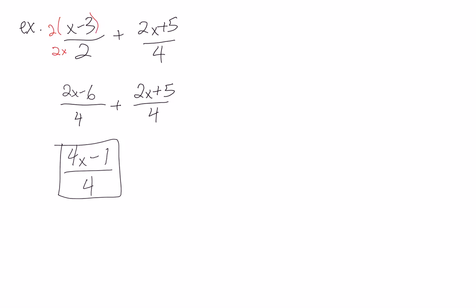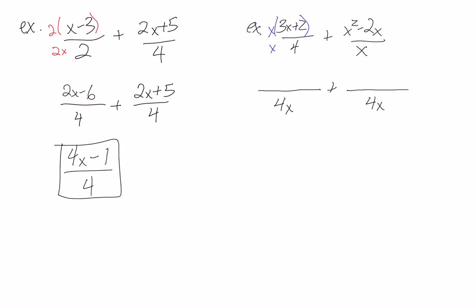Okay, so let's try one where the denominators are a little bit different. So let's do 3x plus 2 over 4, and we're going to add that to x squared minus 2x over x. So in this case, our denominators are quite a bit different. We've got a 4 and an x, so the only common thing we would get is if we use both 4 and x as your common denominator. So you can see the first fraction, we're going to need to times it by x. We've got the 4, we're just missing the x.